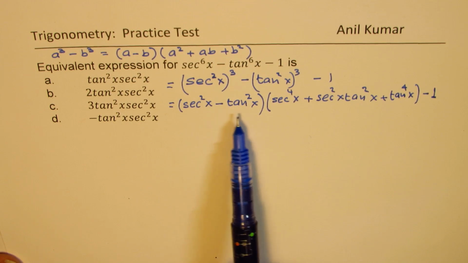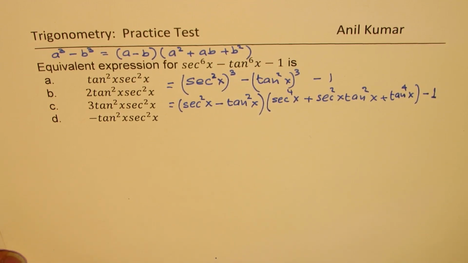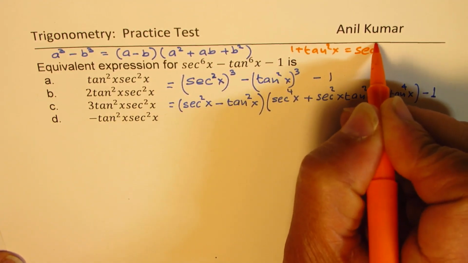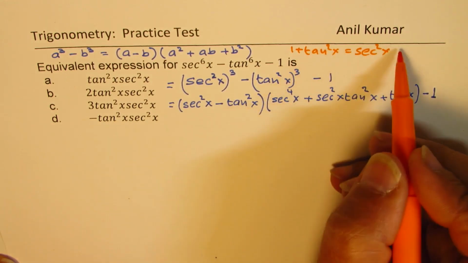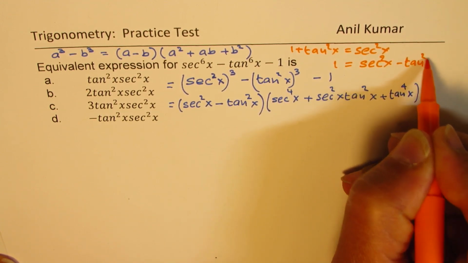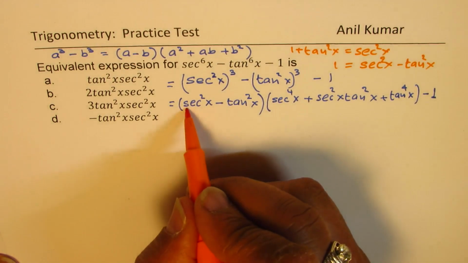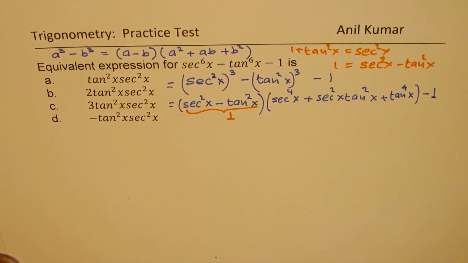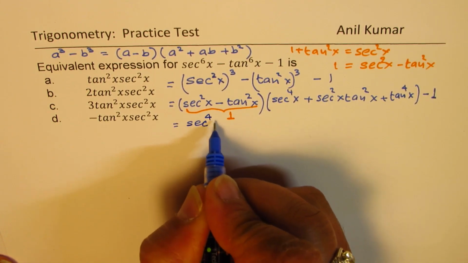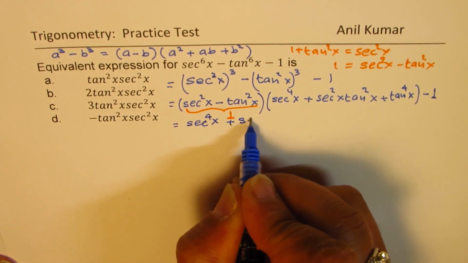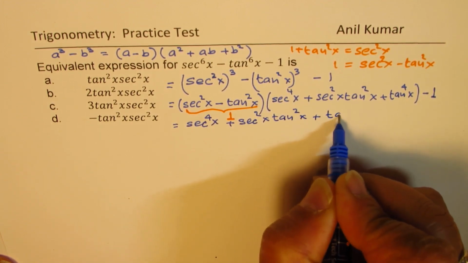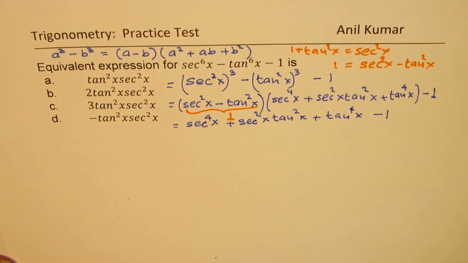Now, secant square x minus tan square x is 1, right? So I hope you remember, we have 1 plus tan square x equals to secant square x. So you could actually take tan square x to the left side, right? This has 1 equals to secant square x minus tan square x. Clear? So that means this portion here is 1, right? Since this is 1, we could write this expression as secant to the power of 4x plus secant square x tan to the power of 2x plus tan to the power of 4x minus 1.